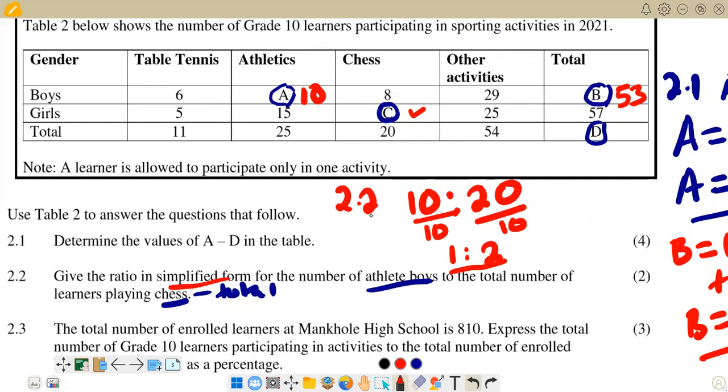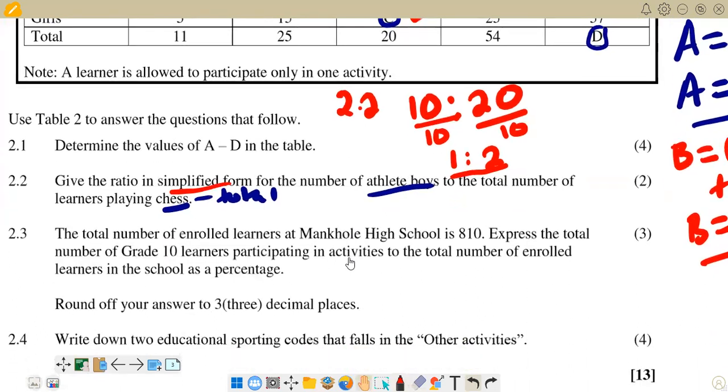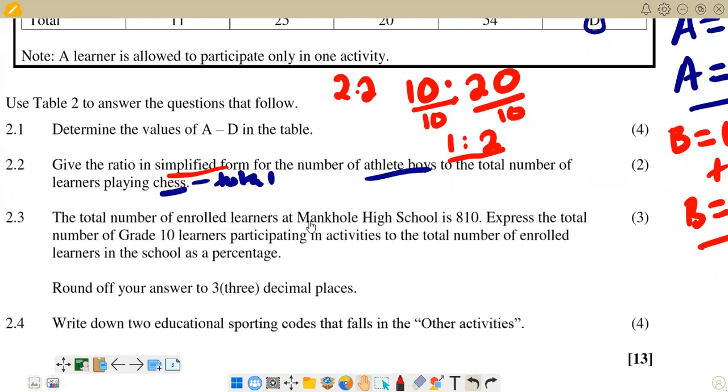So that's what we have there on 2.2, and then we have got 2.3. 2.3 reads: the total number of enrolled learners at Manco High School is 810. Express the total number of grade 10 learners participating in activities to the total number of enrolled learners in the school as a percentage. We are given a hint there, because we are expressing the total number of grade 10 learners participating in activities, and this is going to be our numerator.